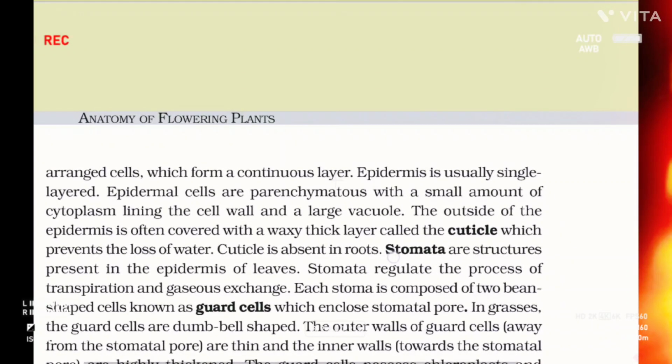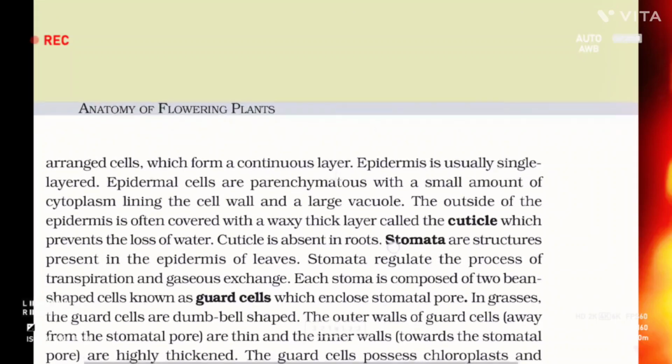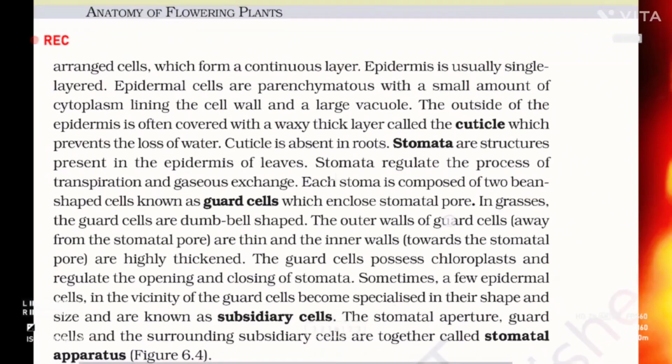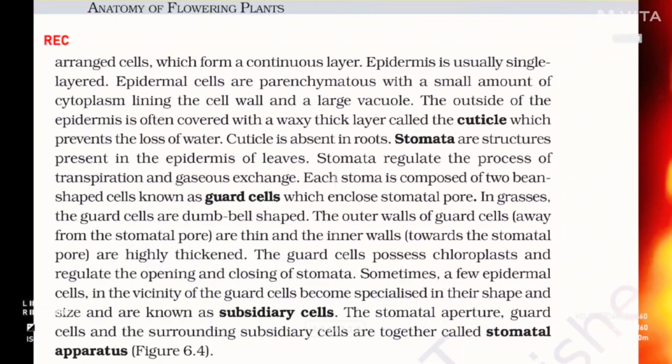Epidermal cells are parenchymatous with a small amount of cytoplasm lining the cell walls and a large vacuole. The outside of the epidermis is often covered with a waxy thick layer called cuticle, which prevents the loss of water. Cuticle is absent in root. Stomata are structures present in the epidermis of leaf. Stomata regulate the process of transpiration and gaseous exchange.